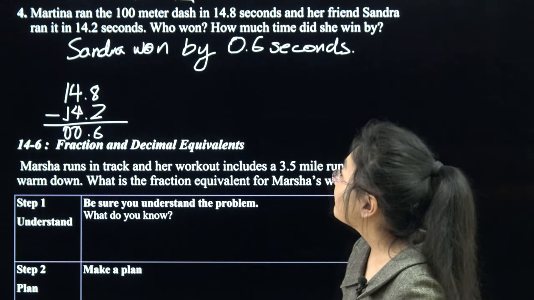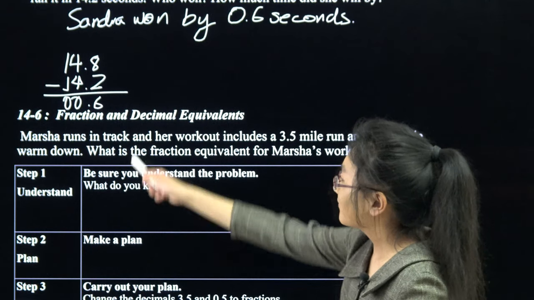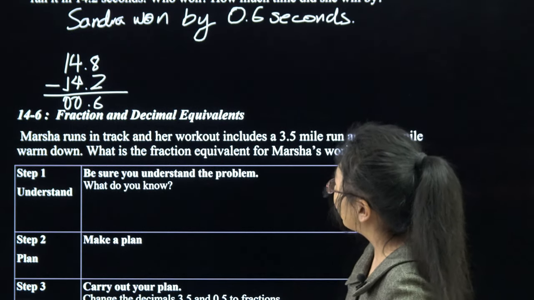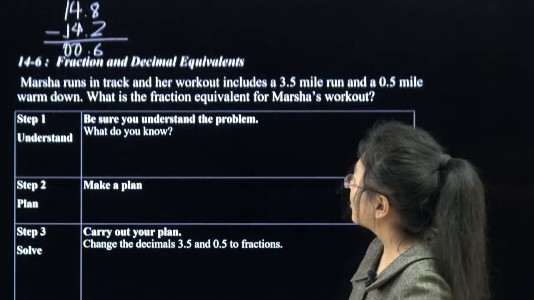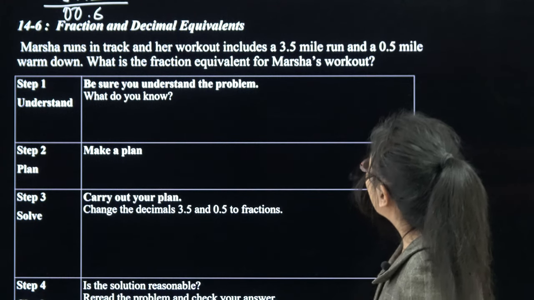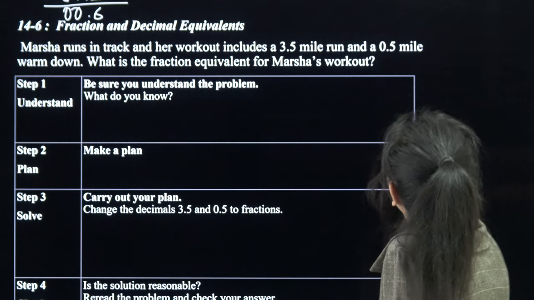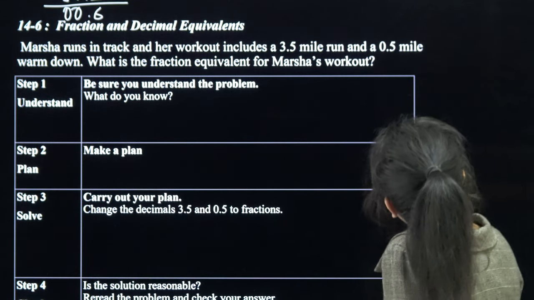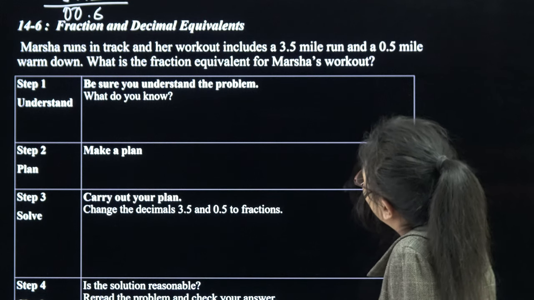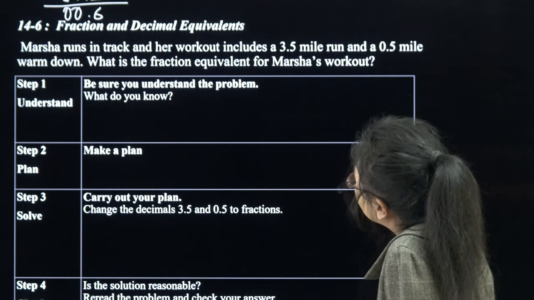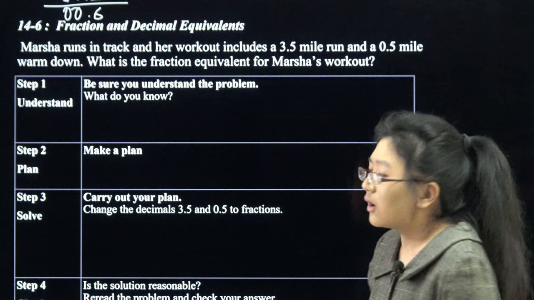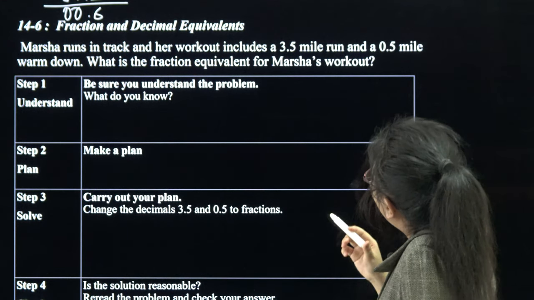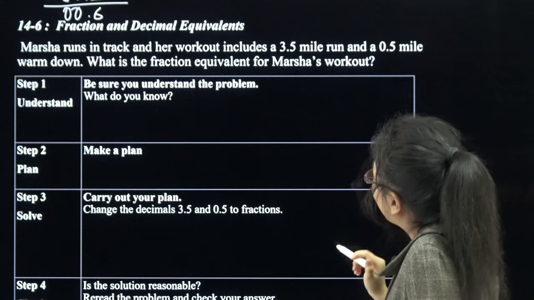Now we move on to section 6. Fraction and decimal equivalents. Marsha runs in track and her workout includes a 3.5 mile run. I can never understand athletic people, but okay. And a 0.5 mile warm down. Usually people call it cool down. What is the fraction equivalent for Marsha's workout?